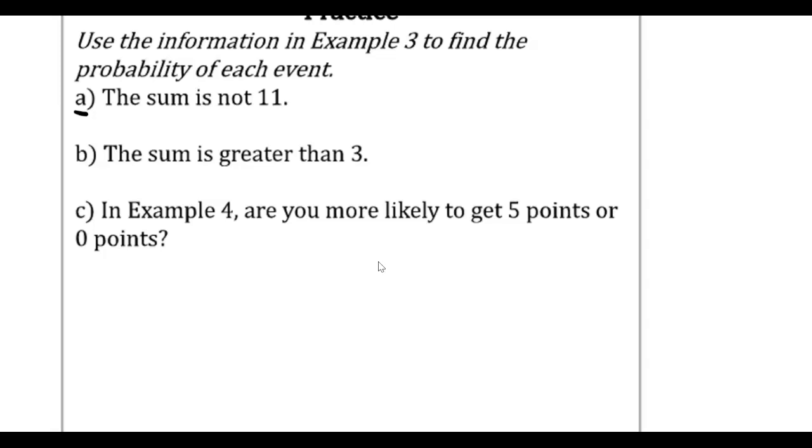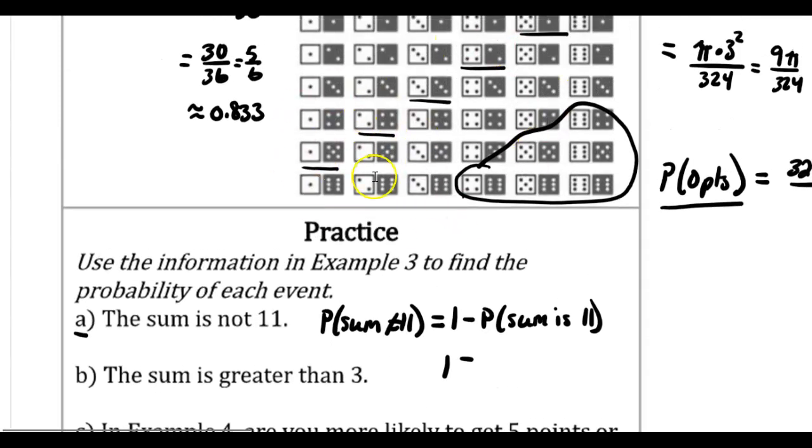So on this one, on A, it says the probability that the sum is not 11. We can find that by doing 1 minus the probability that the sum is 11, because that's a lot easier to count. So back on this example right here, the sum is 11 with 5 and 6 and 6 and 5. So that's our 2 spots where that happens. So it's 2 out of 36.